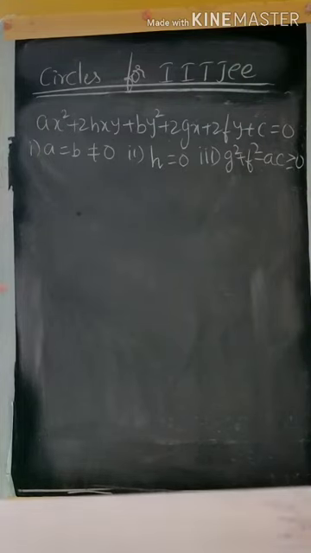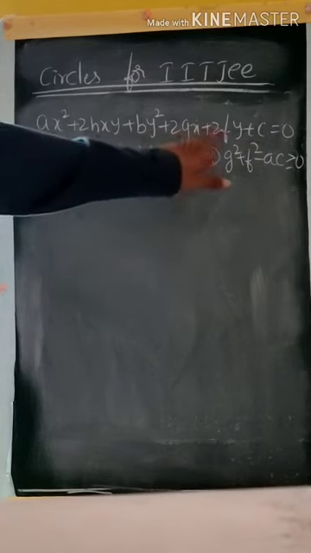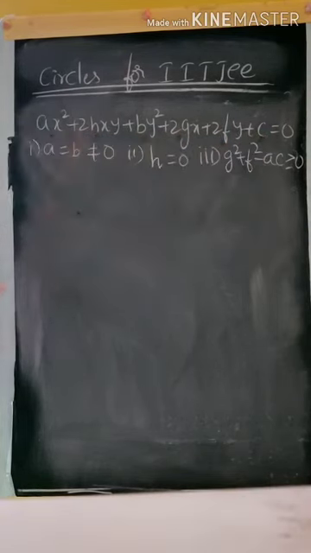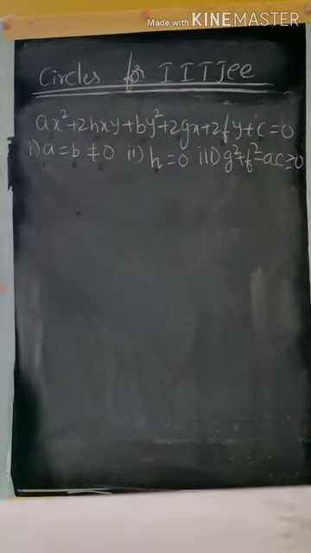So the conditions for the general second degree equation ax² + 2hxy + by² + 2gx + 2fy + c = 0 to represent a real circle are a = b ≠ 0, h = 0, g² + f² − ac ≥ 0.